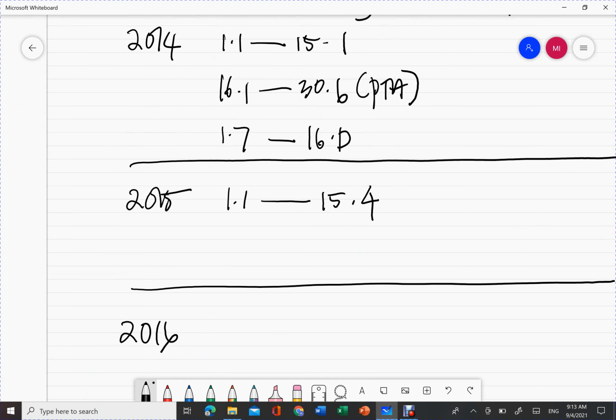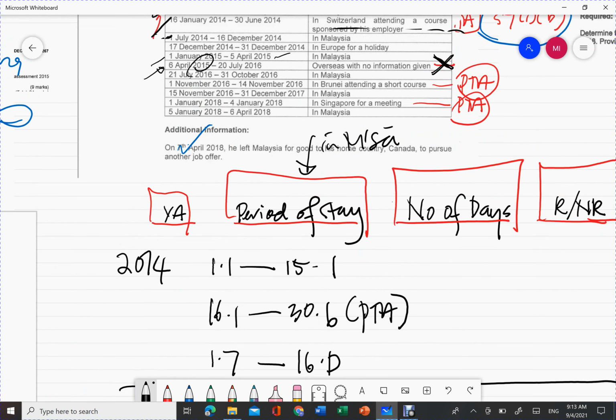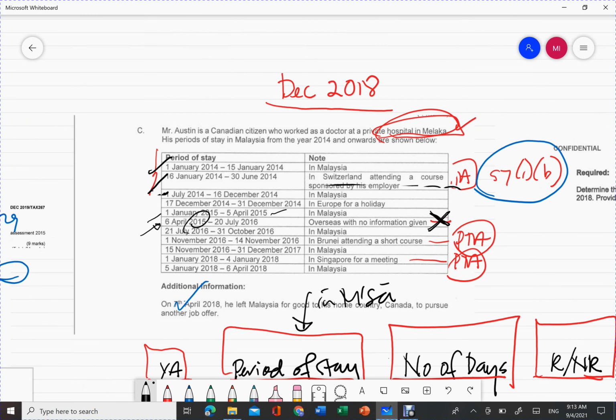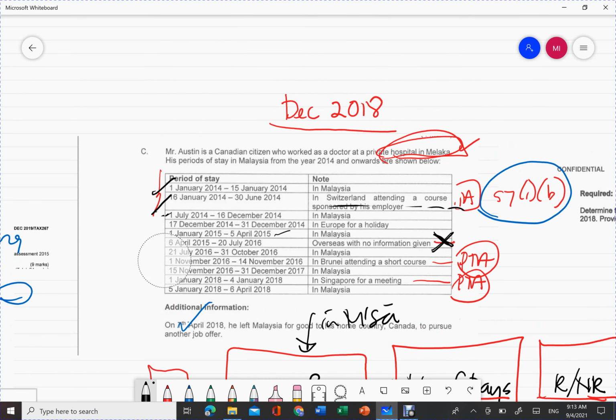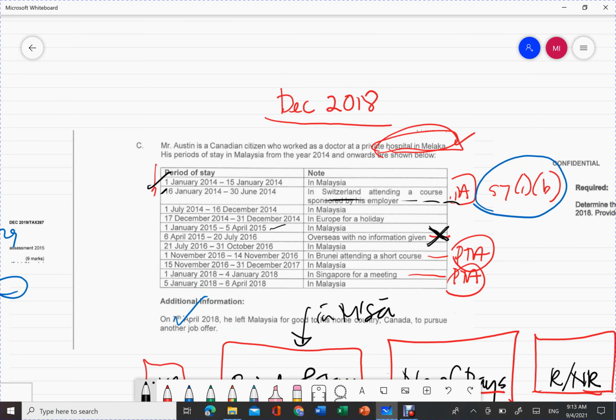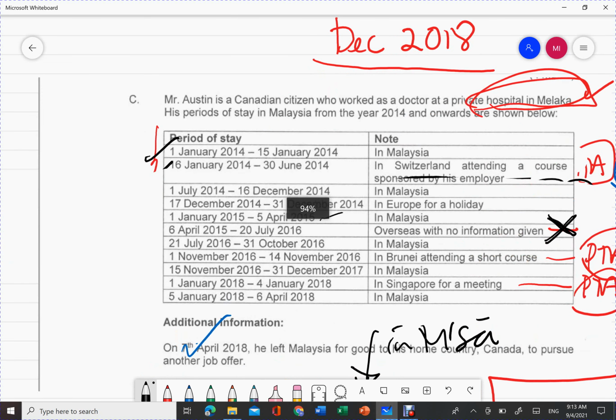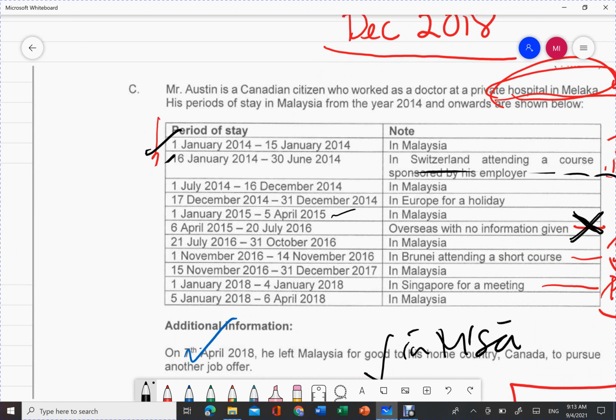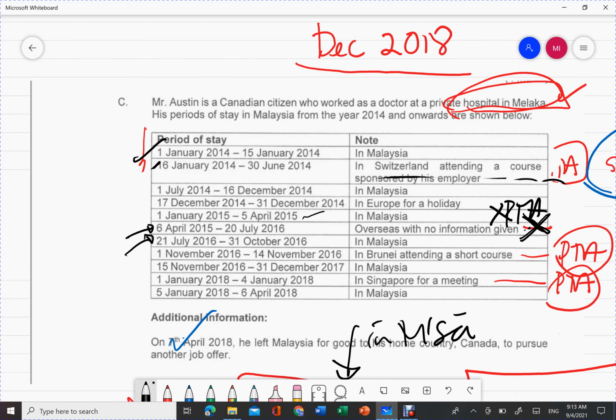Okay, tengok balik ke atas ni. Untuk year 2016, dia sebenarnya started from 20th July ni lagi. Tapi period ni dia tak ada kat Malaysia dan dia bukan permitted temporary absent. So we just ignore. Meaning to say for year 2016 dia ada kat Malaysia starting from 21st of July until 31st October. Okay, so kita akan ambil yang ni period lah.